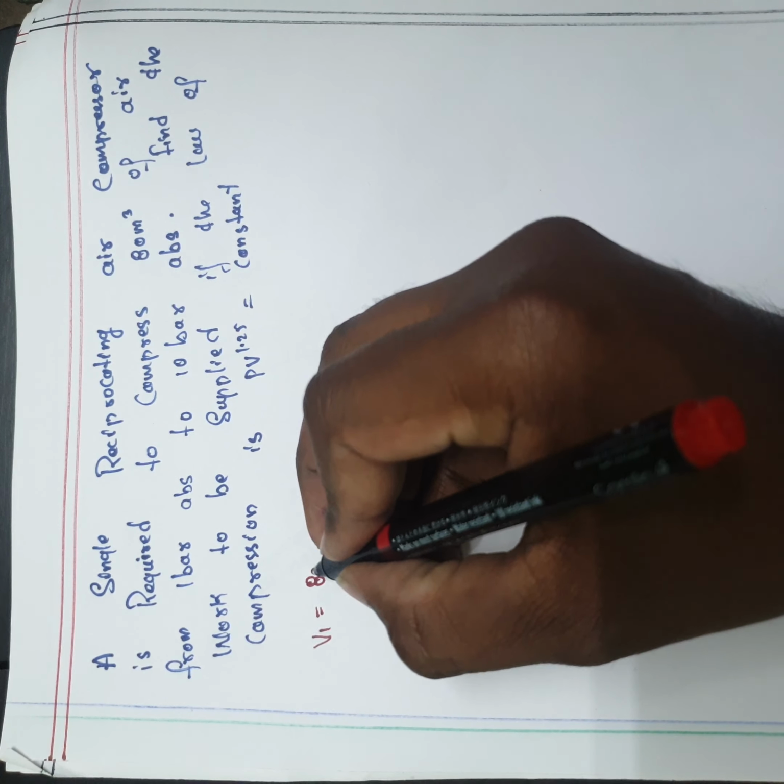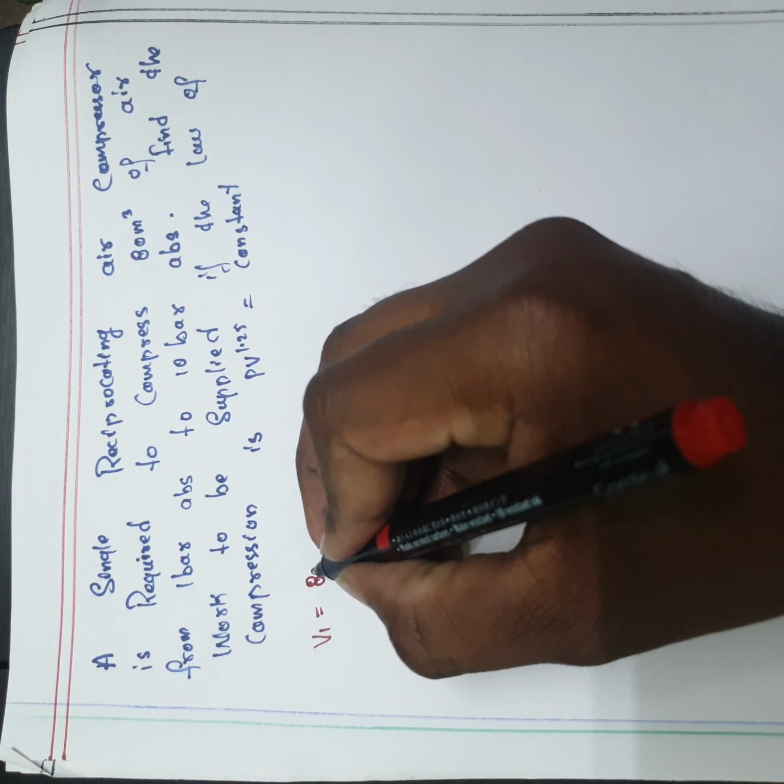How do you identify whether the given process is polytropic, adiabatic or isothermal? If the process is isothermal, it is clearly mentioned in your question. If 1.4 is given, it is adiabatic. What is the remaining one? Polytropic. For adiabatic, the gamma or n value should be 1.4. Here, is 1.4 there? No, so it is not adiabatic. Is isothermal mentioned anywhere in the question? No, so it is not isothermal. Then the remaining one is polytropic.